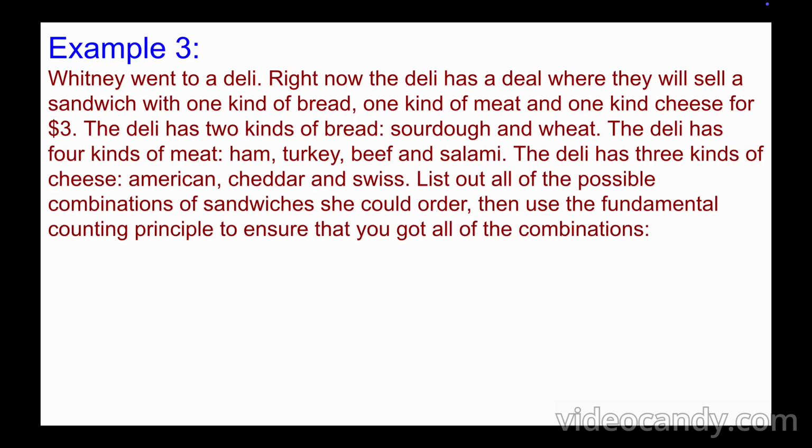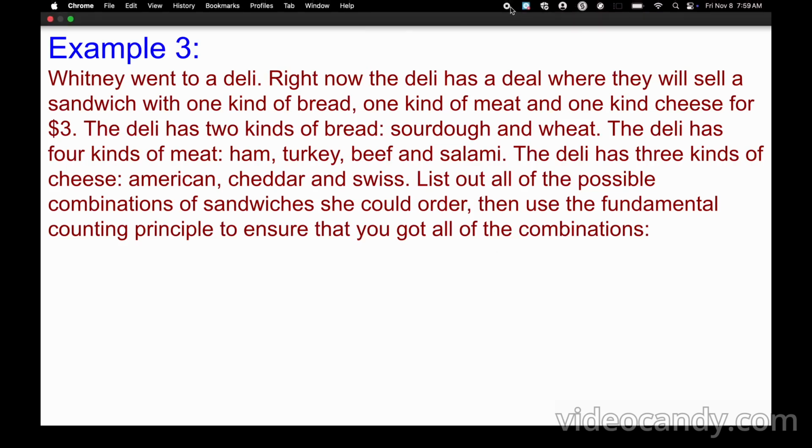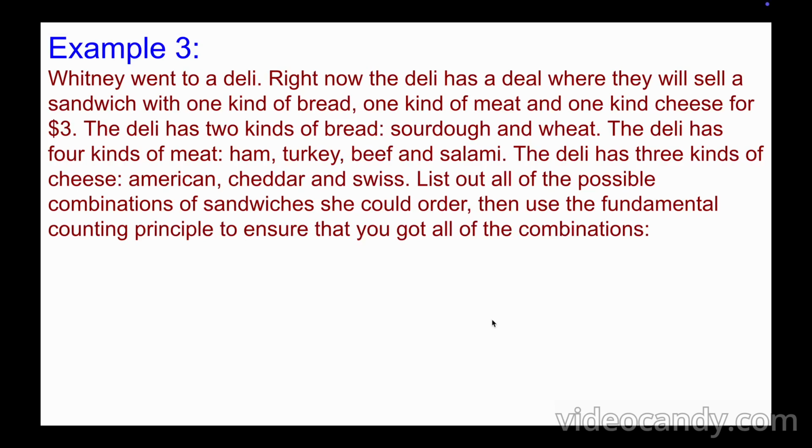List out all of the possible sandwiches she could order, then use the fundamental counting principle to ensure that you got all of the combinations. We're going to list out all the possible combinations. And so let's start with just one combination.